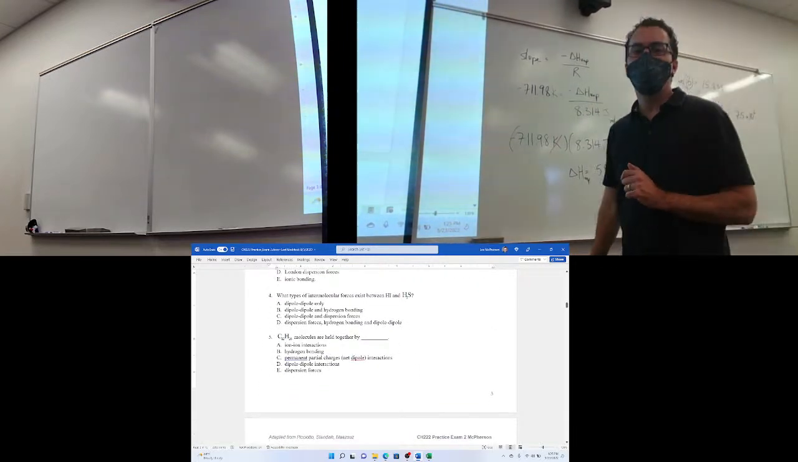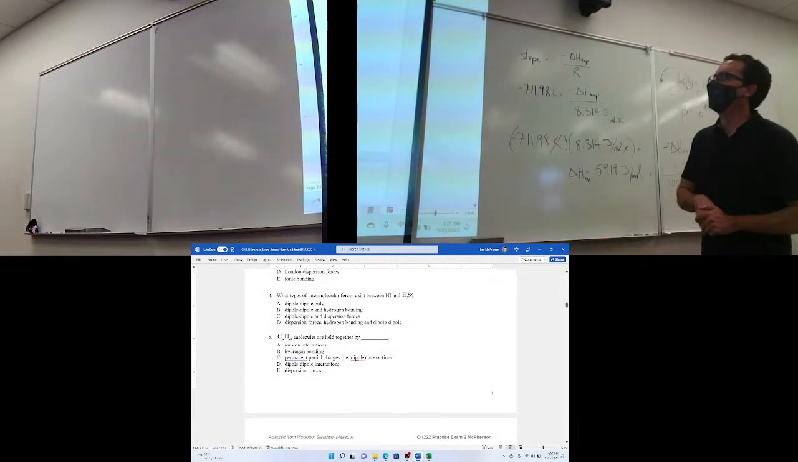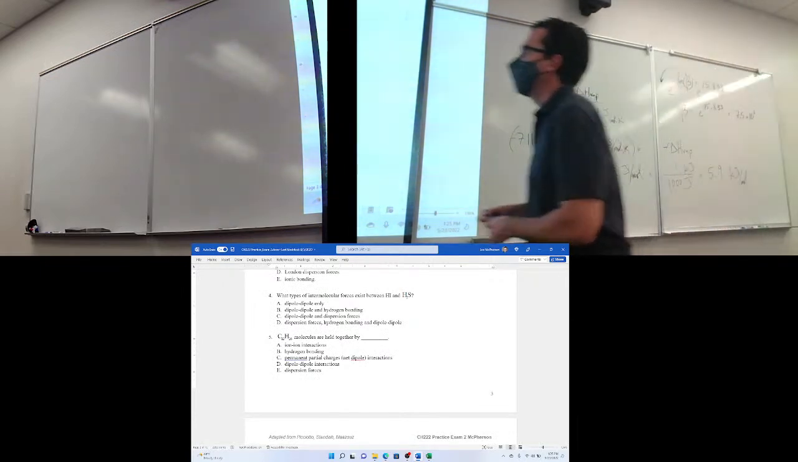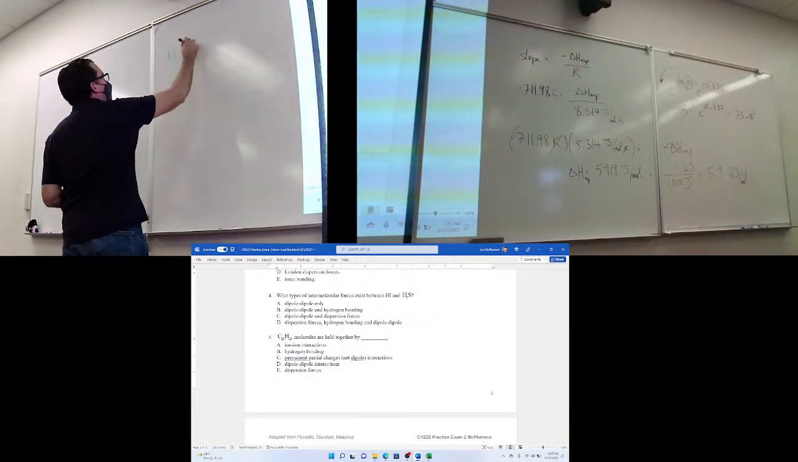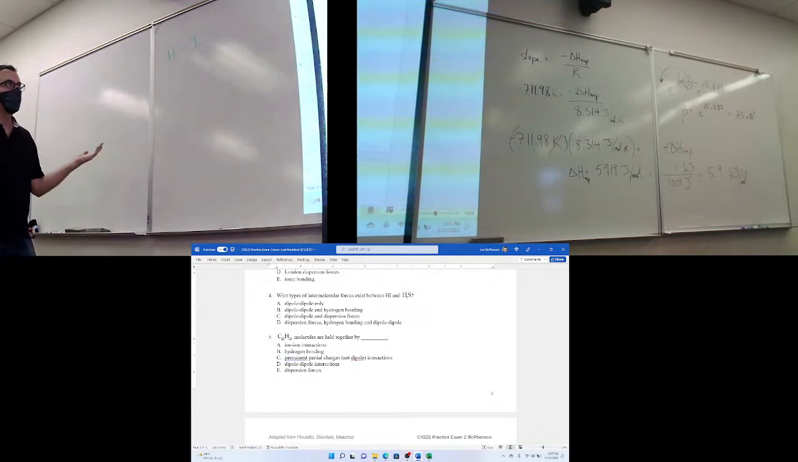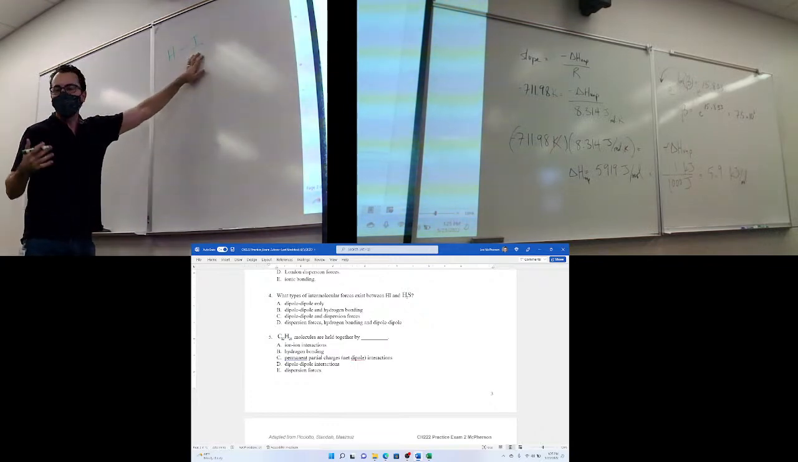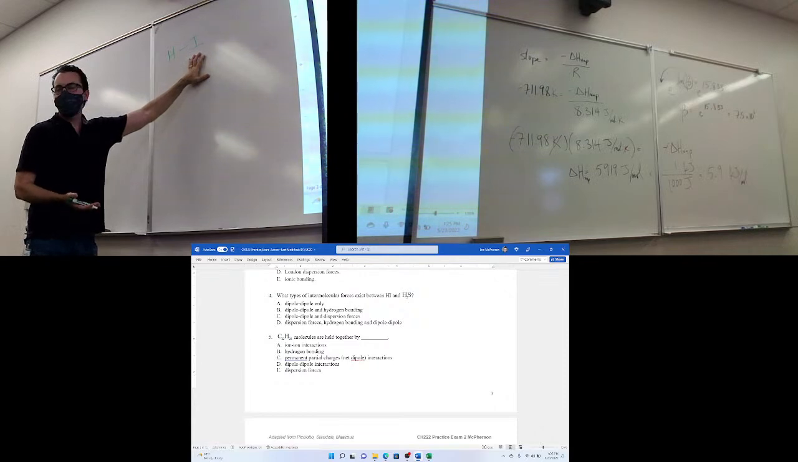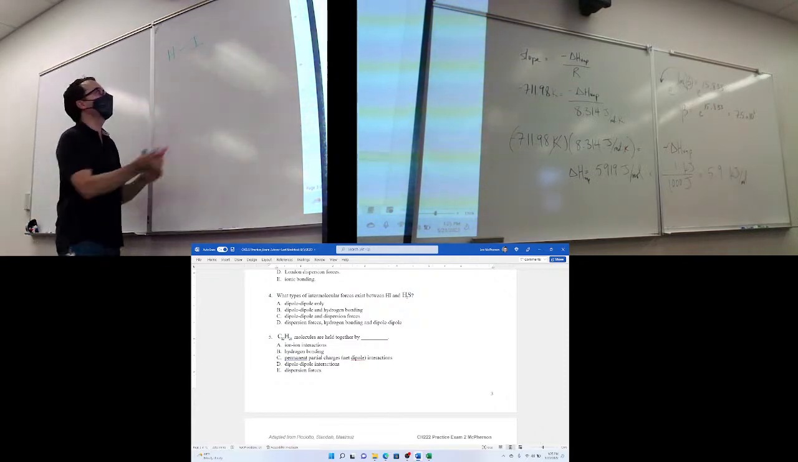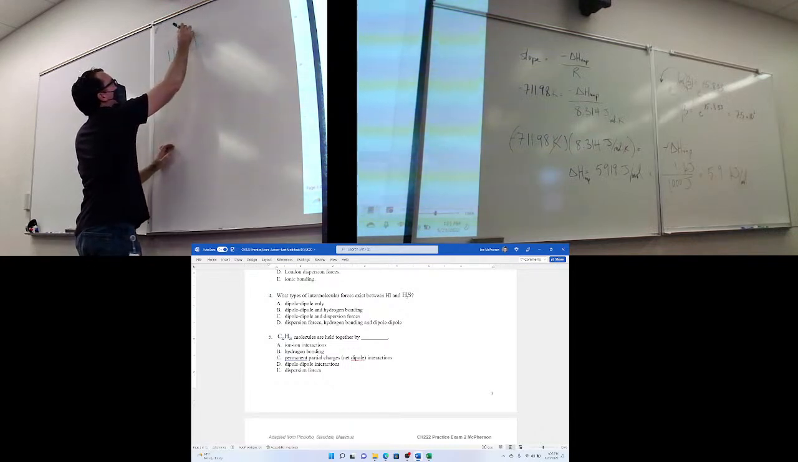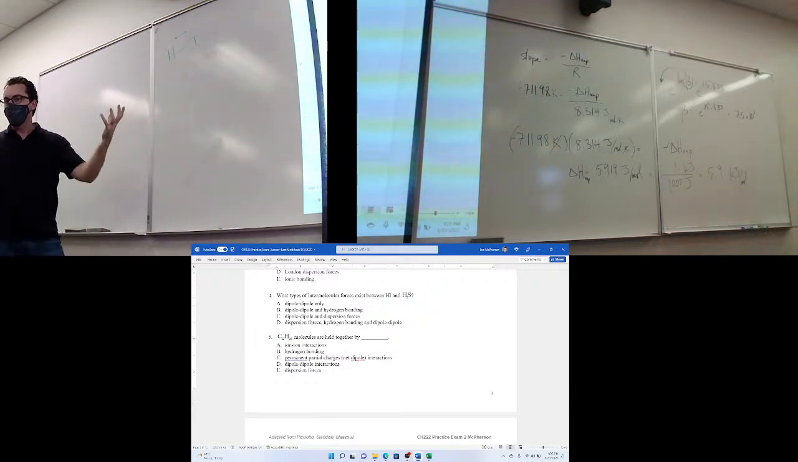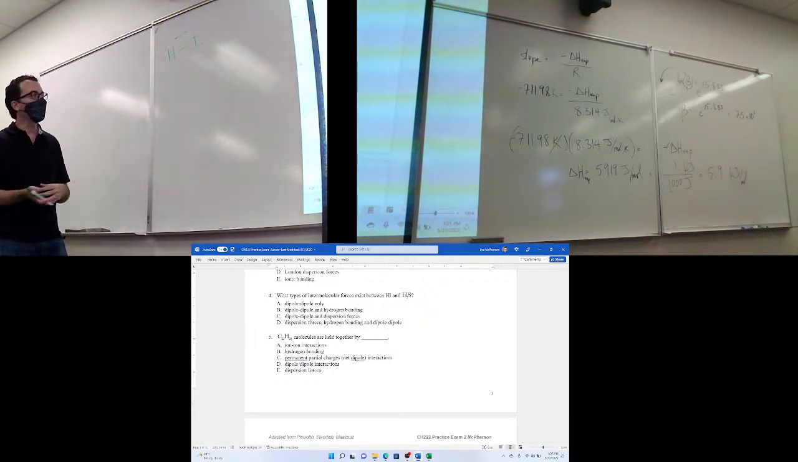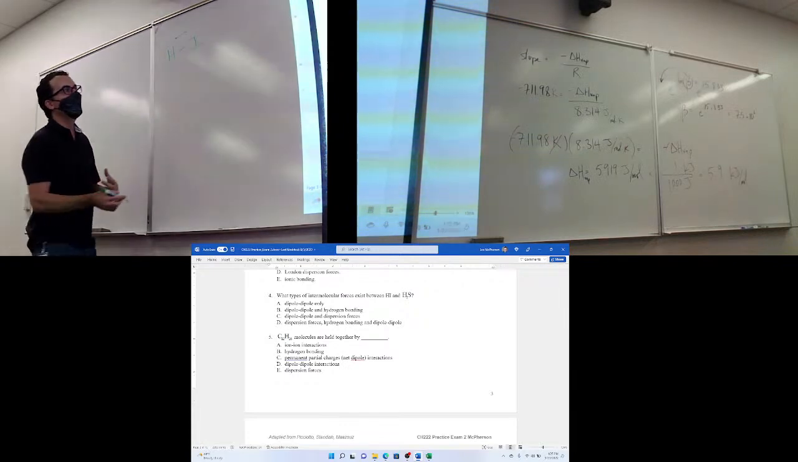What types of intermolecular forces exist between HI and H2S? So, HI, I mean, you can draw these out. It's not super necessary. That's HI. Iodine is not the most electronegative element, but you could say it's a little bit electronegative. So there's a small dipole there. It's definitely not symmetric, so it's not like methane is. So it's got a small dipole.